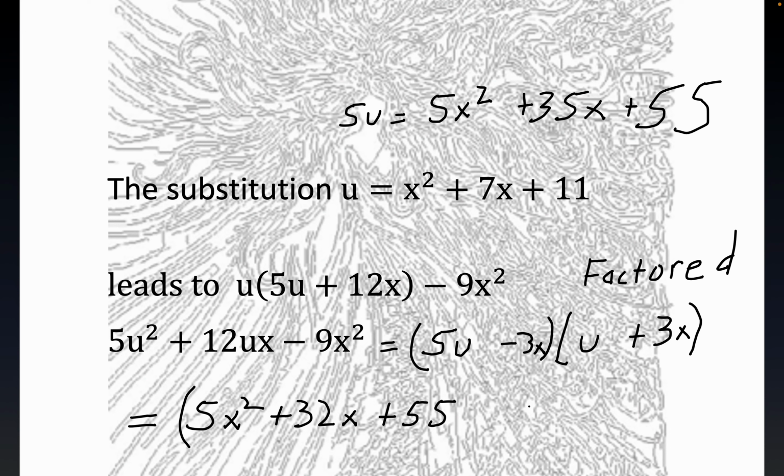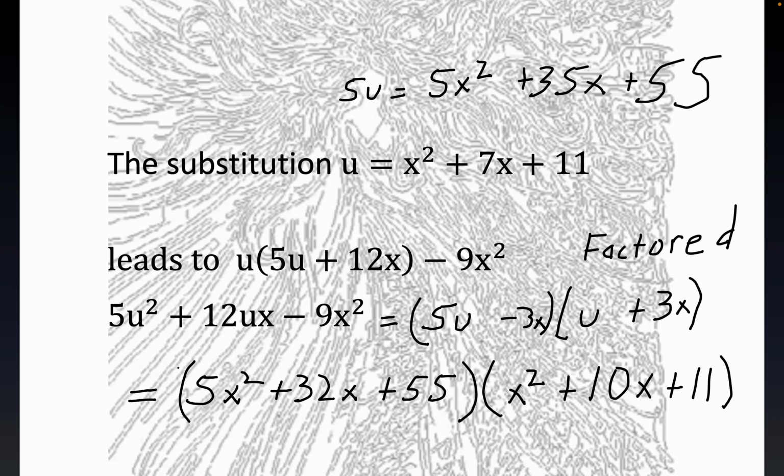Now our second piece right here would be u plus 3x. And so that means we just have to add 3x to 7x. So we'll end up with x squared plus 10x plus 11. And we've completely factored that weird looking thing. That would have been impossible, probably not impossible, but this is our final answer right here.